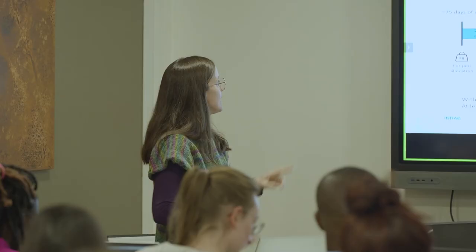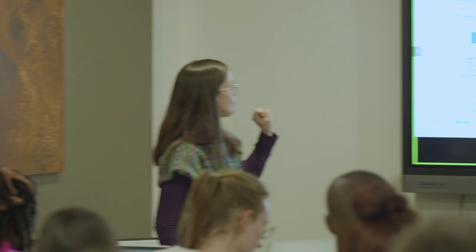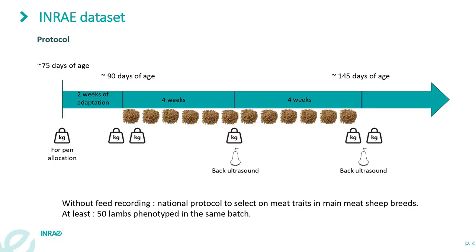Then they are weighed twice, 1 day apart, to have the body weight at the start. Then they are fed with concentrate. In this data file, it's for 8 weeks. Now we move to 6 weeks. From 6 to 8, there is not much difference in the calculation. At the middle of the test, they are weighed again, and we perform ultrasound to measure back fat thickness and muscle depth. Then at the end of the test, there is a second body weight.